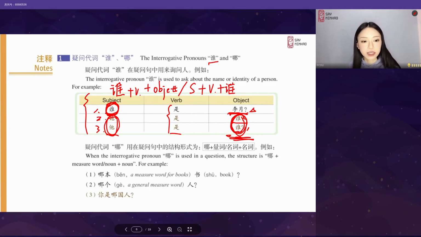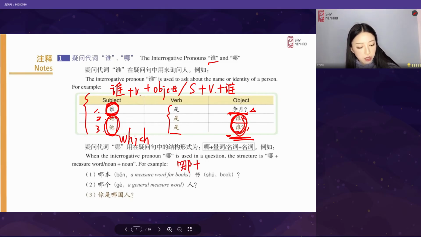Now let's move on to the next interrogative pronoun, which is 哪. 哪 means which. It is used as the questions to require to determine one among several things or several people. And the structure of it is 哪 plus a measure word or a noun, and plus a noun. It is the structure. Now let's see the examples.